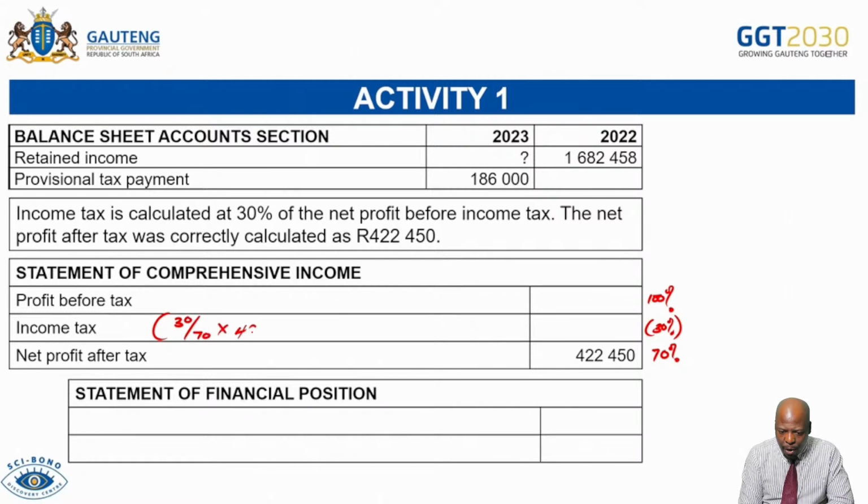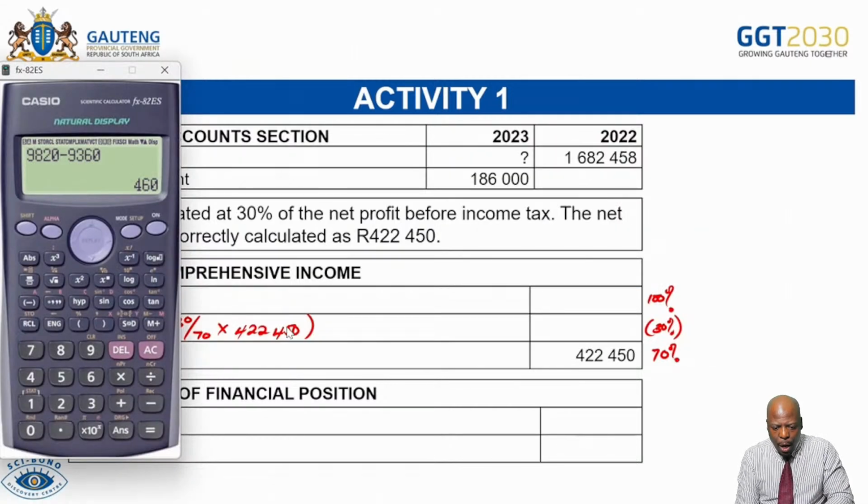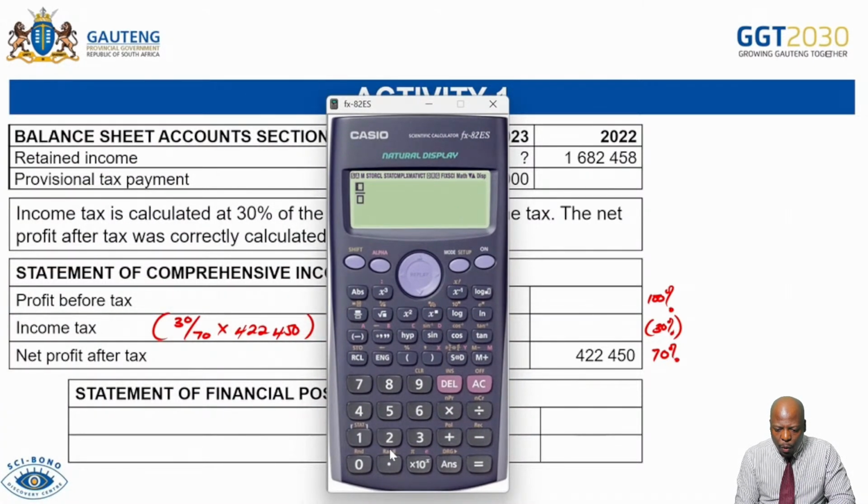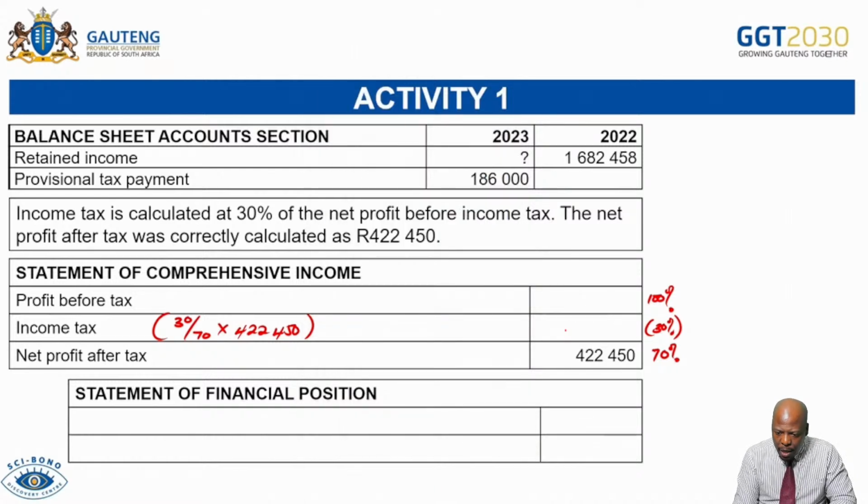Multiply by 422,450, like that. So I'll come and I'll say, let's bring it over here. I want 30. I have 70. And then I multiply that by 422,450. And then that is going to give me 181,050. Okay, that's my income tax. 181,050 in brackets. How much is my net profit before tax?